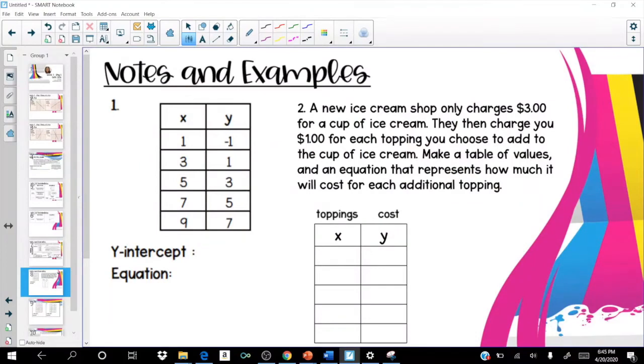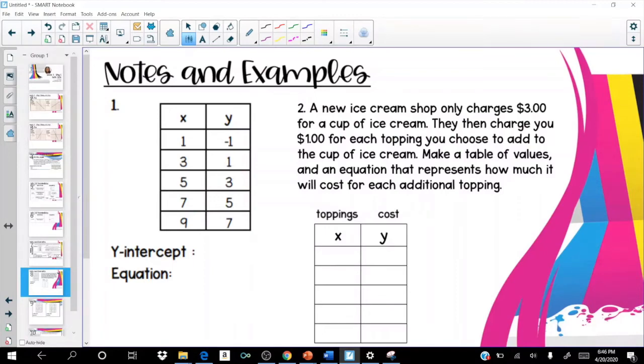So, let's practice. We're going to identify the y-intercept from a table of values, and then we're going to write the equation y is equal to x plus b using the y-intercept we identified. Okay? So, what is the relationship between x and y? Each time what's happening, how can I go from 1 to negative 1? 3 to 1, 5 to 3, 7 to 5, and 9 to 7.